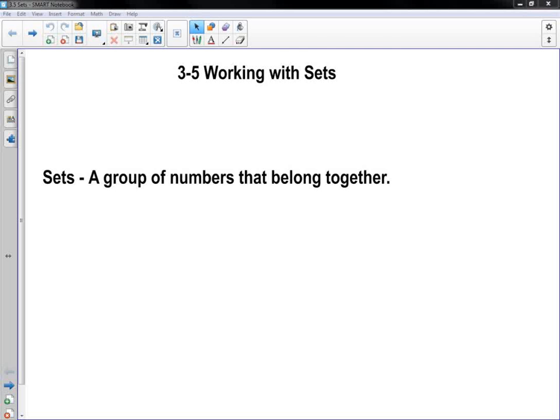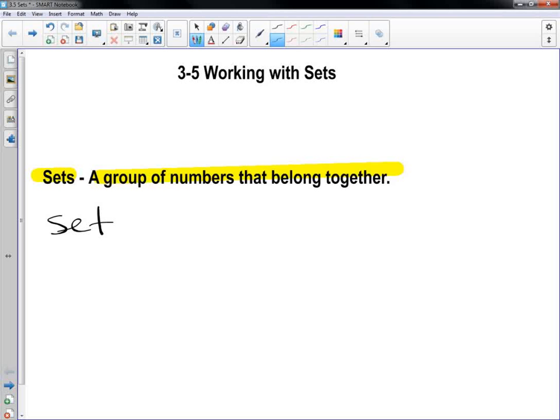The first thing we need to learn is what a set is. Here's sets, and those are just a group of numbers that belong together. An example of what a set can mean: a set could be our class's favorite numbers. So that'd be an example of a set. We found everybody's favorite numbers and put them together in a group.